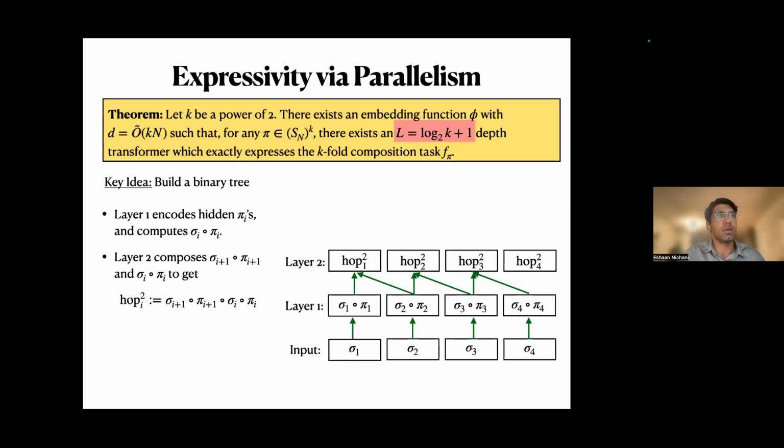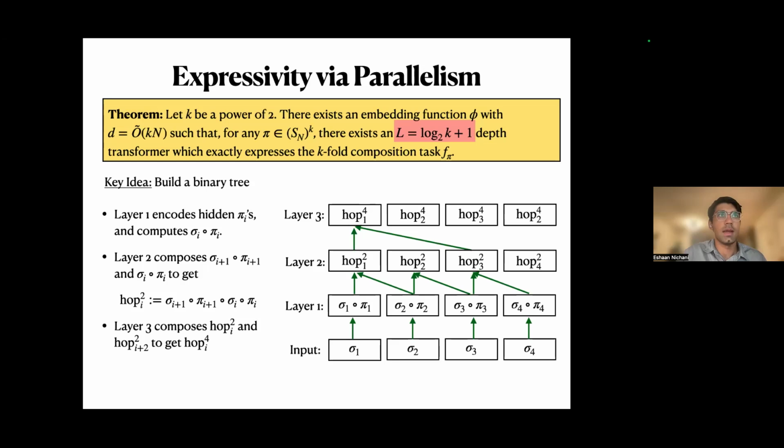Layer 3 can then compose two adjacent hop 2 permutations to create a hop 4 permutation. This process continues with the fourth layer composing two adjacent hop 4 permutations to get a hop 8 permutation, and so on, until after log k plus 1 layers, we have computed the k-fold composition. Now let me walk through each of these individual steps in slightly more detail.